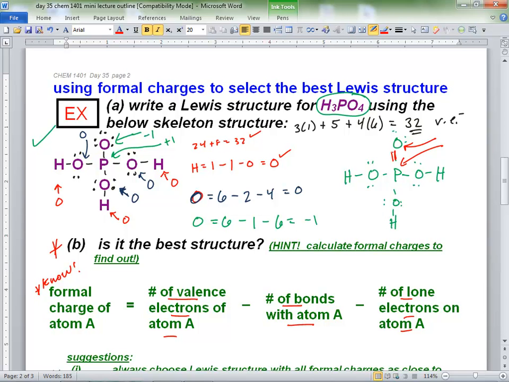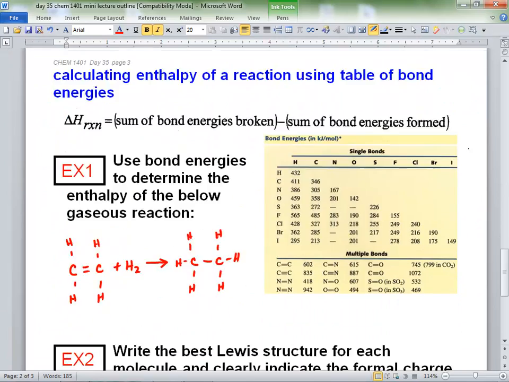Now what do we have for formal charge? That oxygen is 6 valence minus 2 bonds minus 4 lone electrons, 0. Nailed it. This phosphorus, 5 valence minus 5 bonds, right? Aren't there 5 bonds on that phosphorus now? No lone electrons, 0. They're all zeros. This is the best structure right here. Okay. Does that make sense so far? Okay.